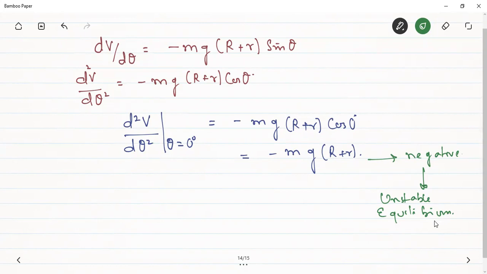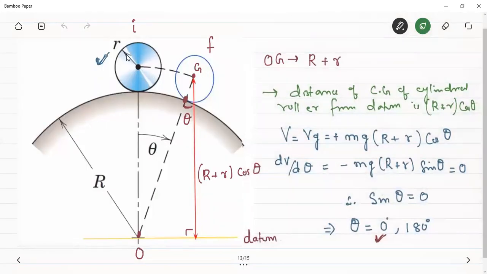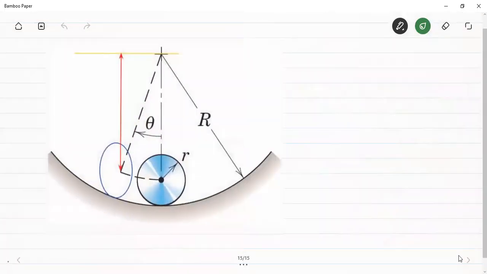Okay, so hence we have proved that this is the condition for the unstable equilibrium. That is the system shown here in this figure. The cylindrical roller here in this position will be in the unstable equilibrium. Now let's prove the other case. It states that this position is of the stable equilibrium. We have to prove it.